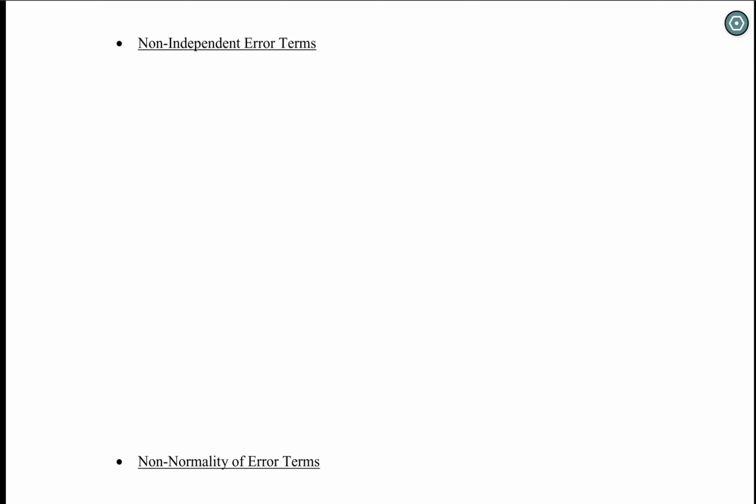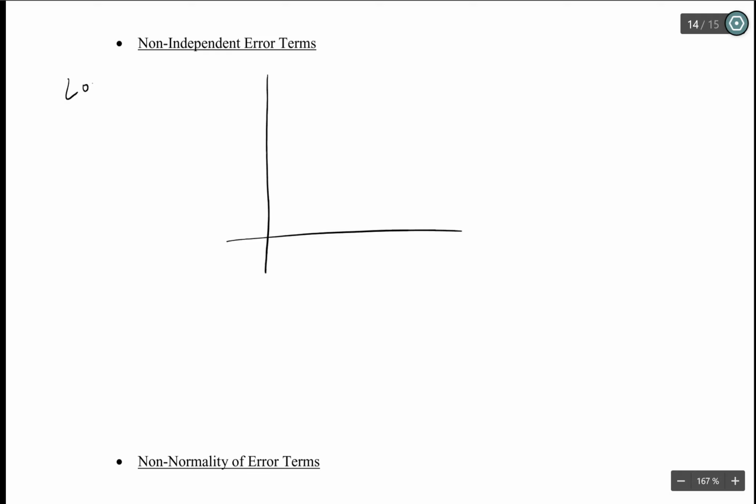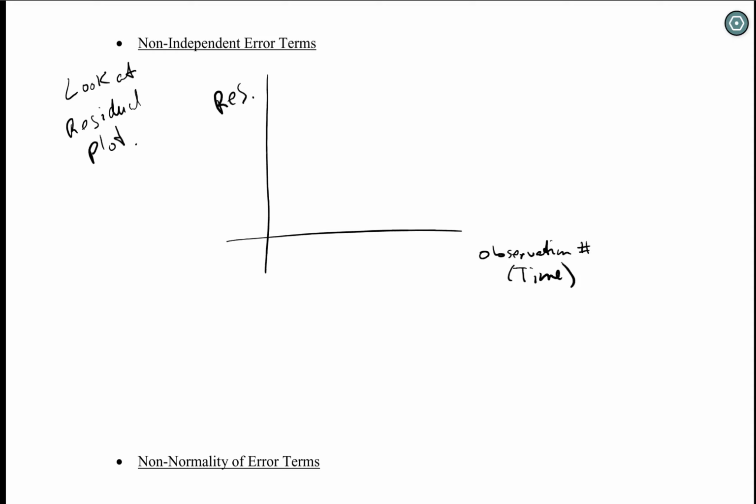The error terms being independent is another assumption, and we look here at this residual plot. It's slightly different. We're going to look at the residual plot where we're plotting the residuals versus the observation number, or really the time. If the data comes in terms of pairs recorded over time, you would want to start from the earliest and go to the latest.